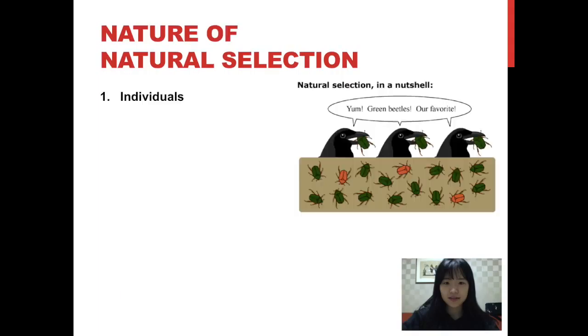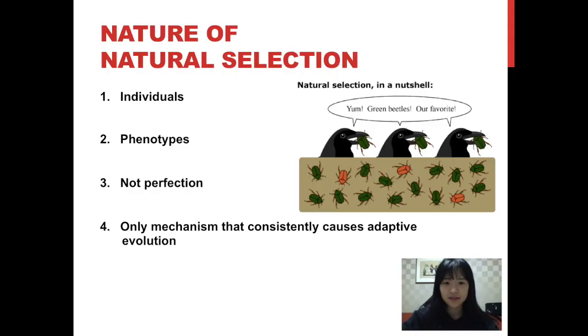Natural selection acts on individuals, but its effects occur in populations. Natural selection acts on phenotypes, but evolution consists of changes in allele frequencies. Natural selection does not lead to perfection. Since natural selection increases the frequencies of alleles that provide a reproductive advantage, it causes adaptive evolution.